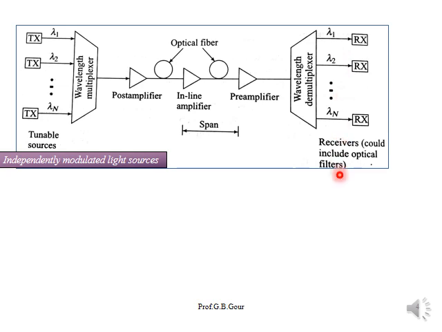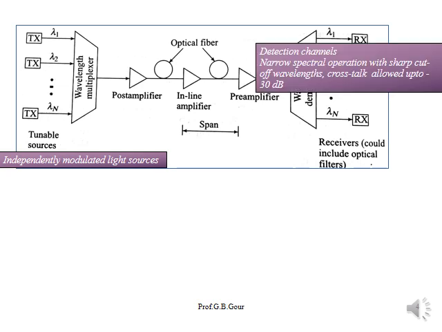And moreover, the cross stacking, nothing but overlapping between the wavelengths, is allowed up to minus 30 dB. Overlapping between wavelengths is technically called crosstalk, and that can be allowed up to minus 30 dB. Sometimes you might have experienced that if two people are talking, you sometimes hear a third person as well. That is called crosstalk. So that can be allowed up to minus 30 decibels.